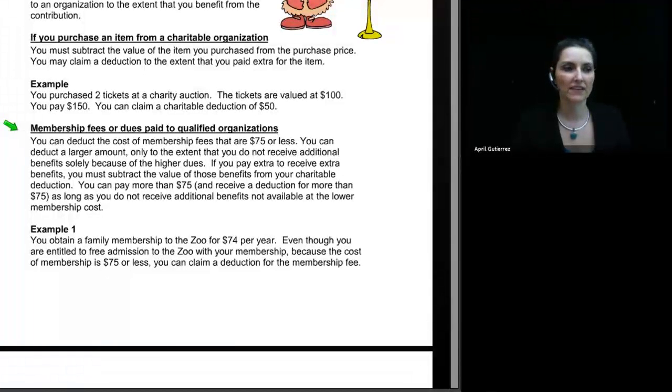So this is one that gets my clients. They don't really think that the membership to the zoo is charity. It wouldn't cross their mind that the fact that they purchased a membership that gets them to the zoo as many times as they want for free for a year could possibly be a charitable deduction.